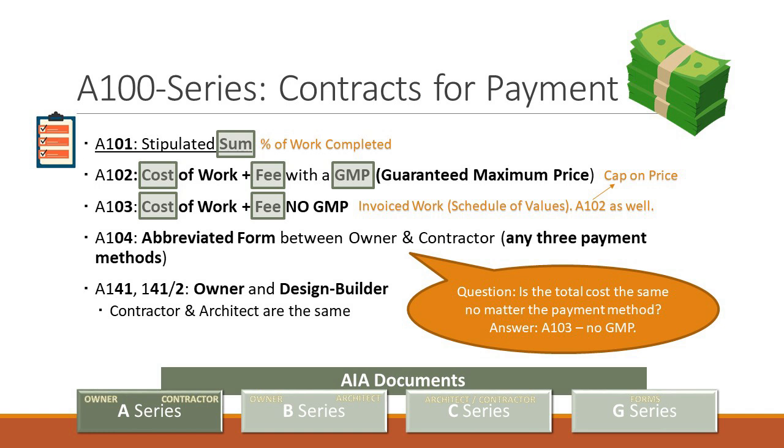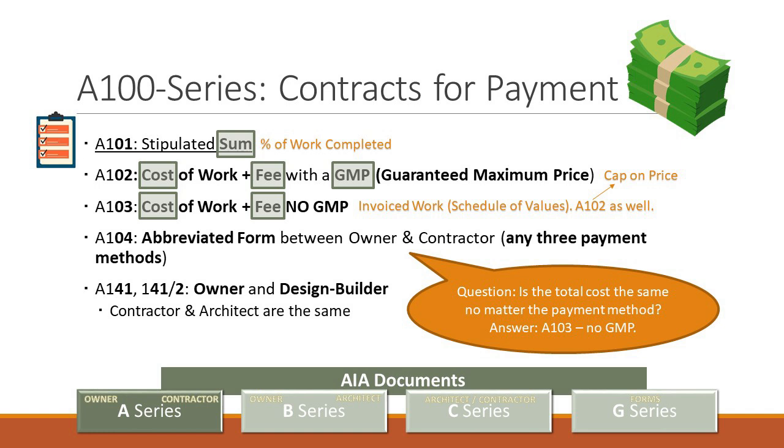Anyway, the one thing about the A104 is that in the payment section it has basically a check-the-box approach. If you want to do it under lump sum, use these paragraphs. If you want to do it under cost plus, use these paragraphs. And if you want to do it under a GMP, use these paragraphs. There's a section, and you just strike out the other two sections. So you can have any one of the three models above in the A104.